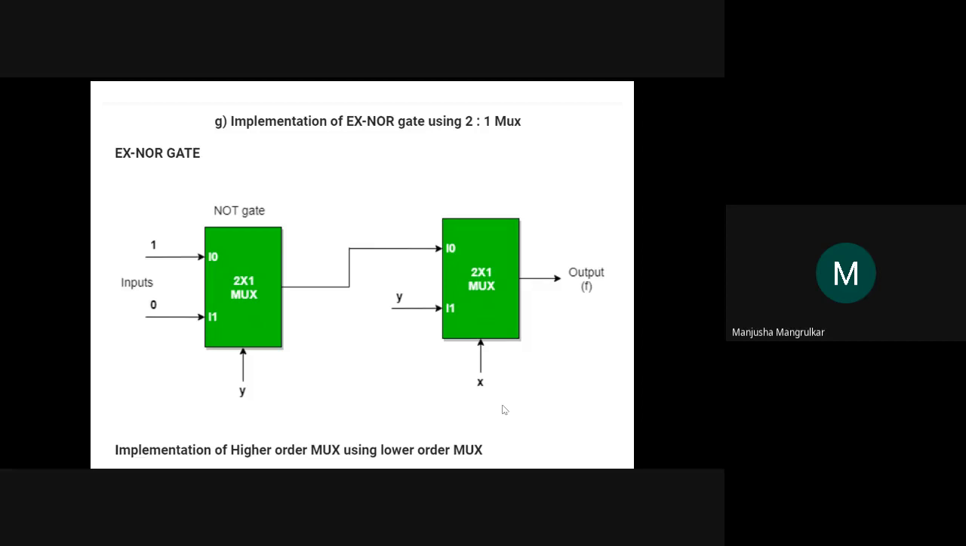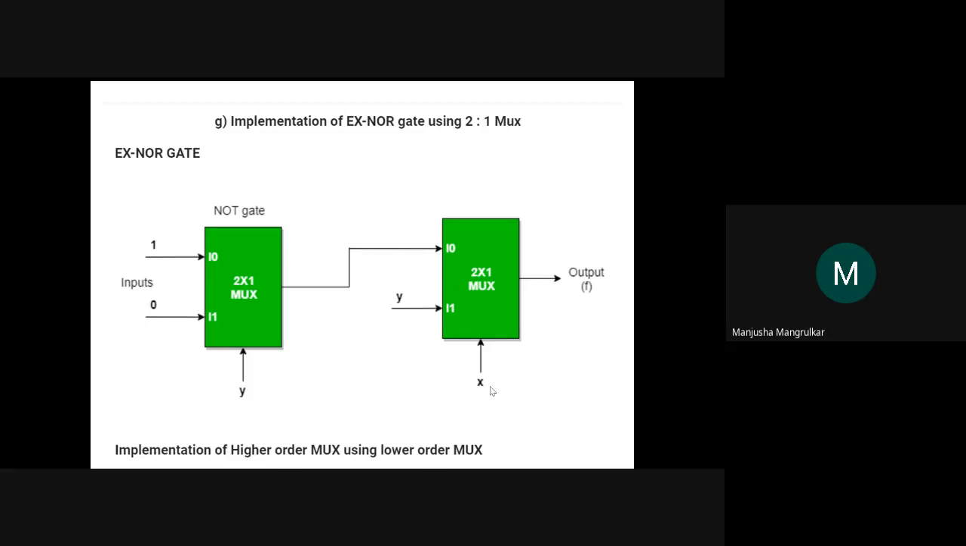Now the next condition: X is 0, Y is 1. Y is 1 means a 0 comes on this output. Now here it is 0. X equal to 0 means this output will come, so the output is also 0.